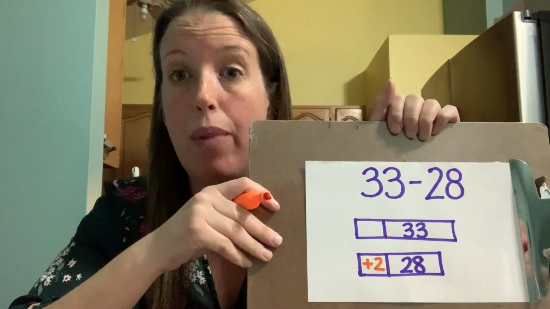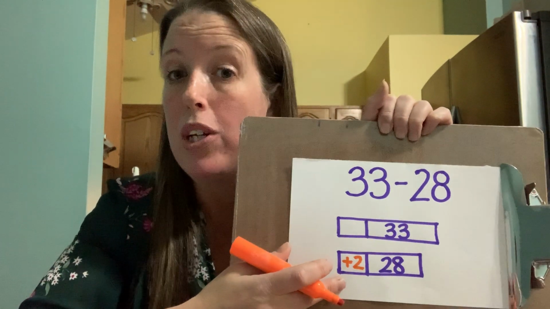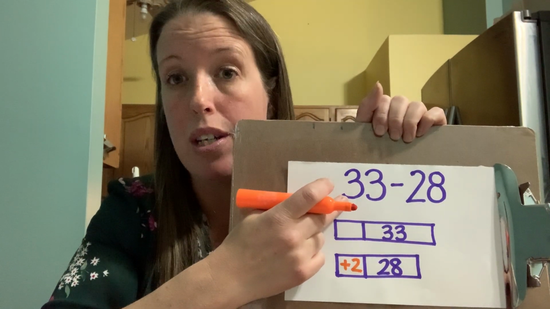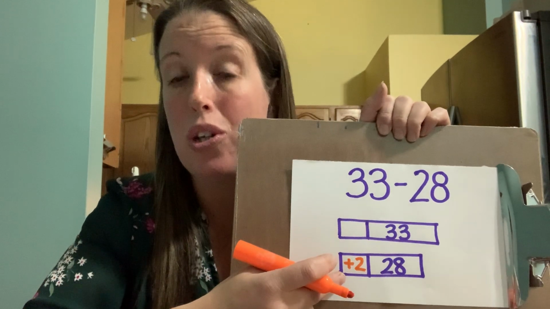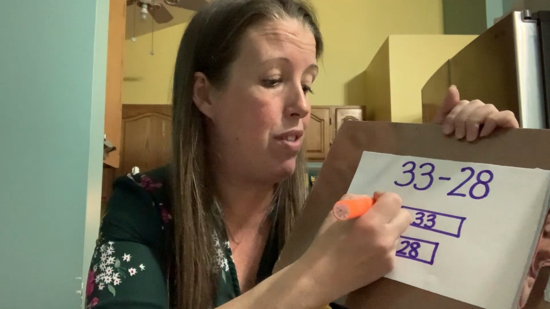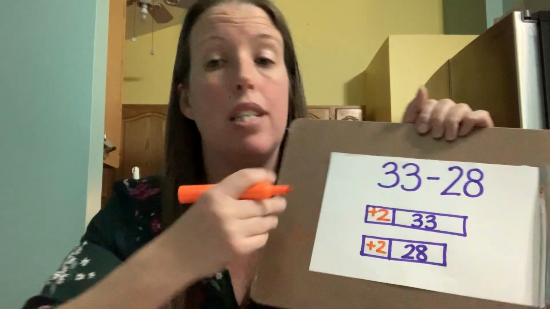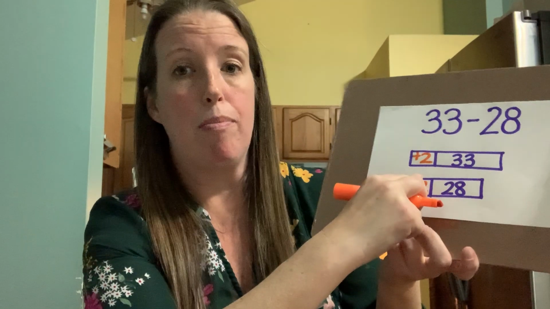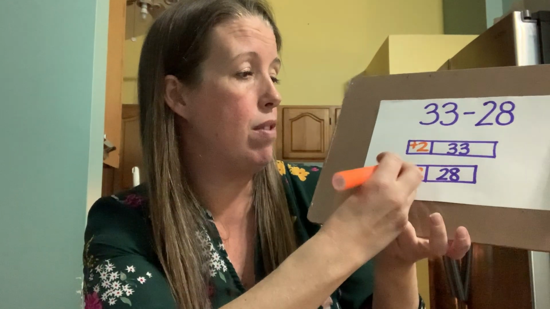And if you remember from the last question, whatever we do to this number, we have to do to the first number as well. So if I added 2 to my 28, I have to add 2 to my 33. So now what's my new equation? Well, 33 plus my 2 new ones gives me 35.